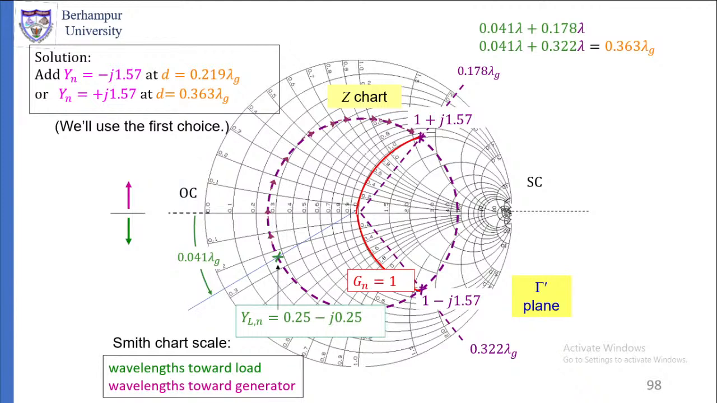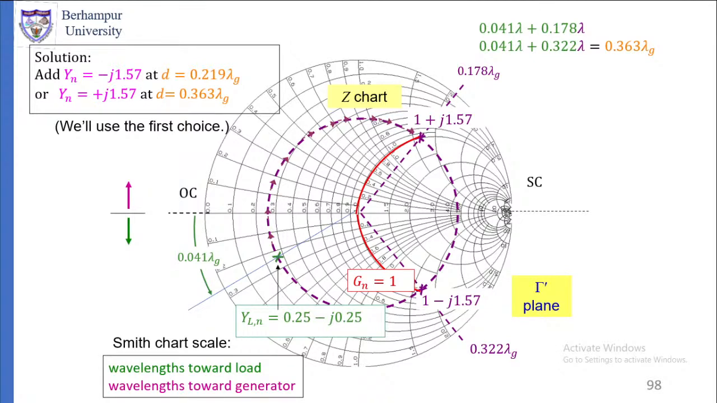We can find another point because there are two intersections. When will we require the other point? If this distance is very small, very close to the load, practically we cannot connect the stub there, then we require a longer path. So we should have both the points, and whichever is convenient we can use.